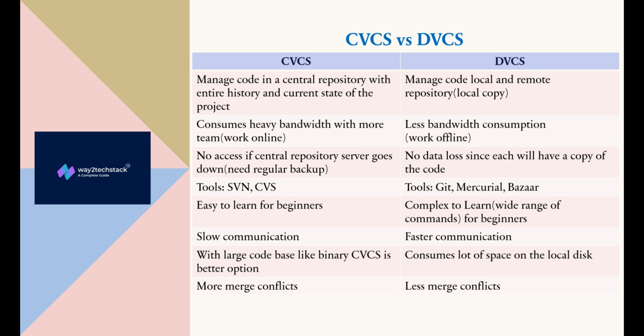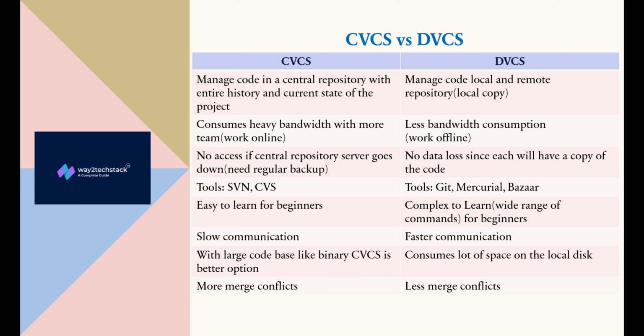Third point: no access if the centralized repository server goes down. If you have not planned a proper backup in your organization, your entire development will be lost. And if you don't take regular backups either, you can only restore up to the previous backup in the worst case. But what about the changes you have done in the recent time? Those will be lost. So a proper backup plan has to be made in CVCS.